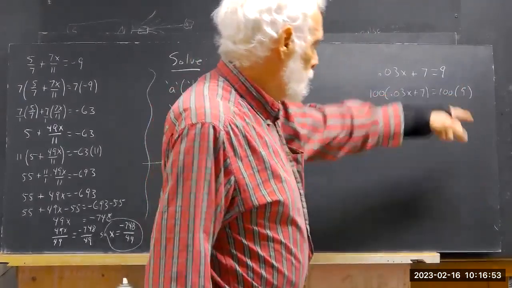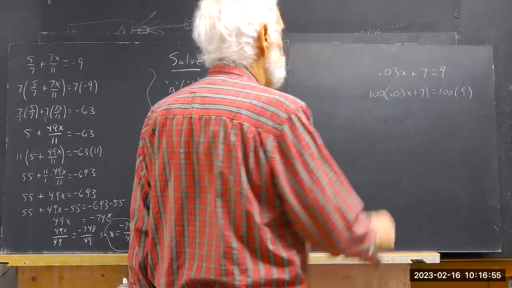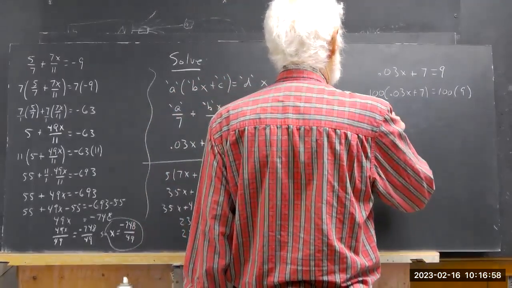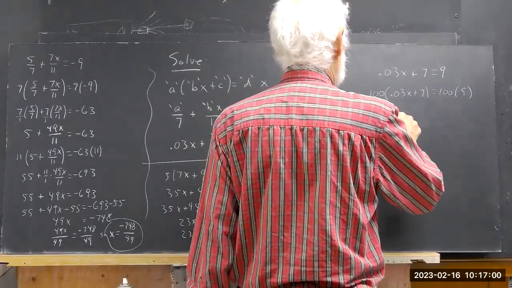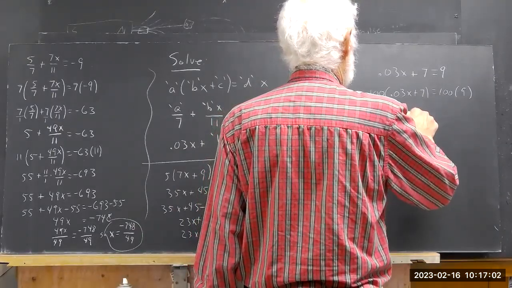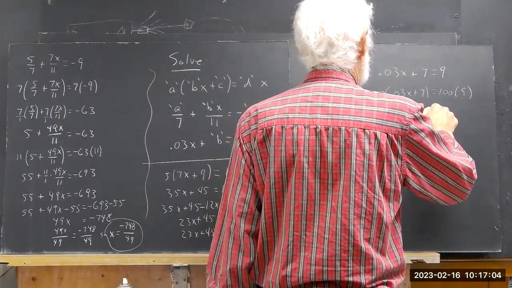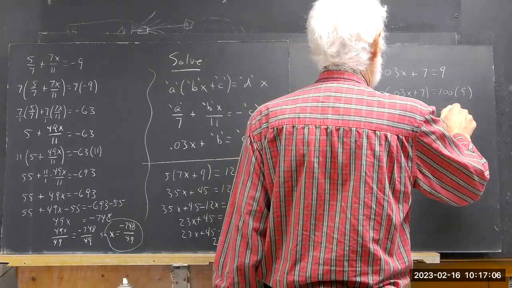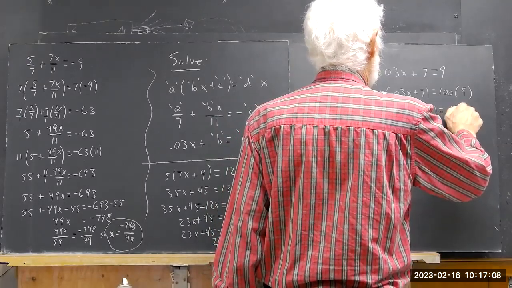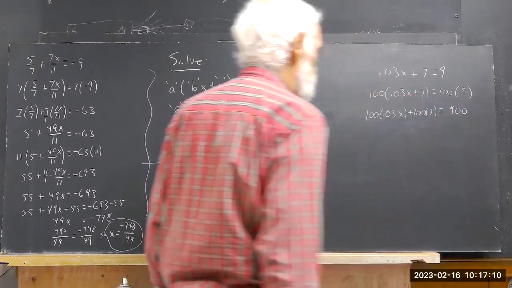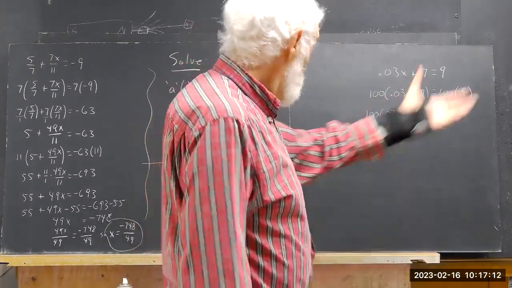times 0.03x plus 7 equals 100 times 9. So that gives you 100 times 0.03x plus 100 times 7 equals, we'll just go ahead and multiply that. Now it's 900. It's really easy to multiply by 100.